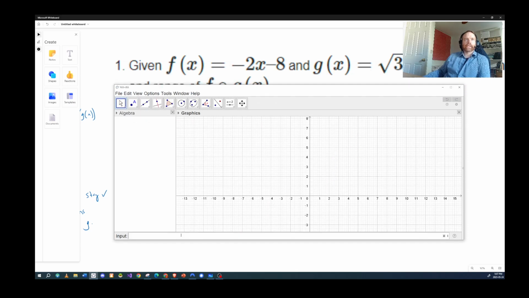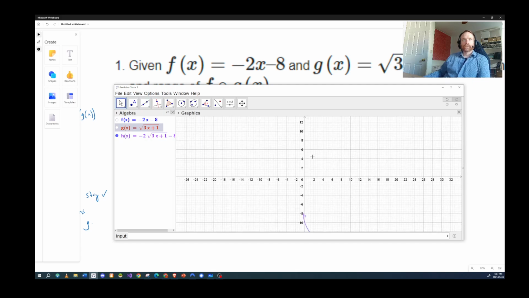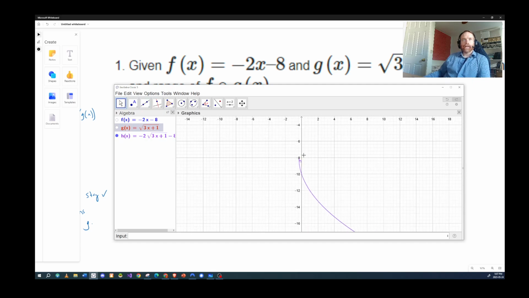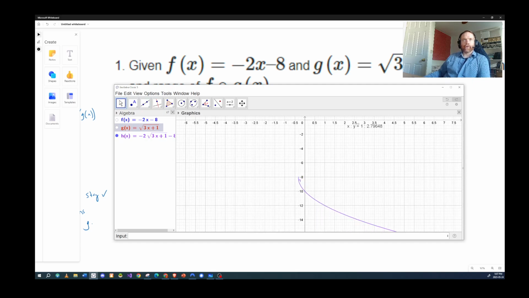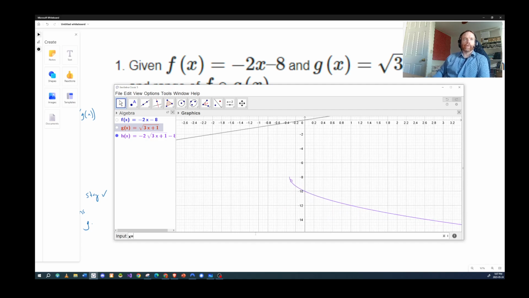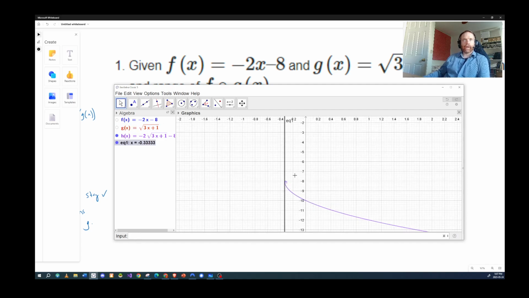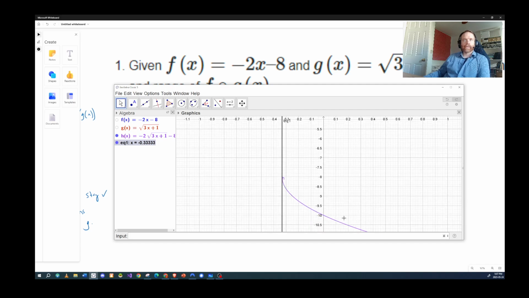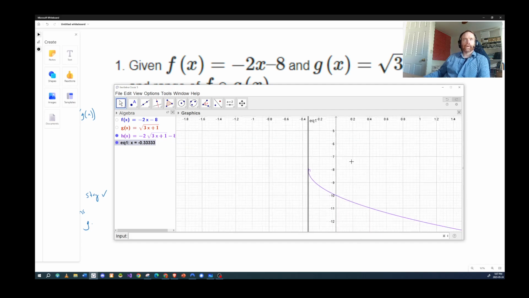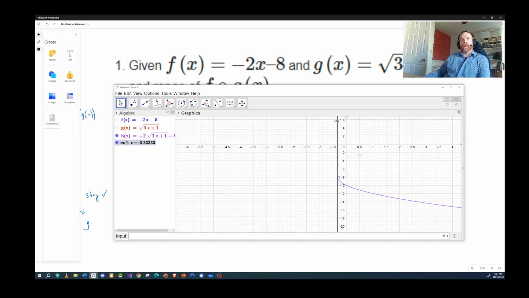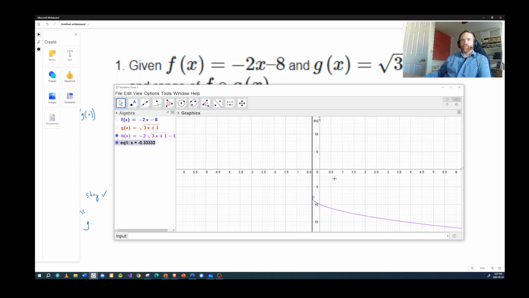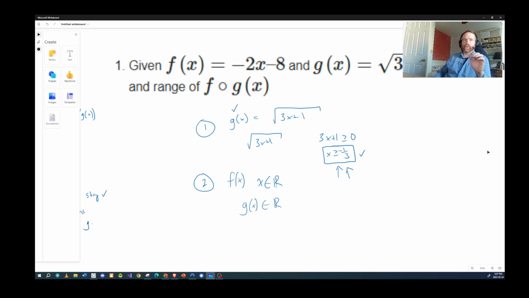Okay, so f of x is negative 2x minus 8. G of x is the square root of 3x plus 1. And if I do f of g of x, I get a function here that you can see exists only after x equals negative 1/3. So x equals negative 1/3 is right there. And you can see my function only exists on the right side of it. Okay? Now, the range of this thing really takes some concentration to understand.